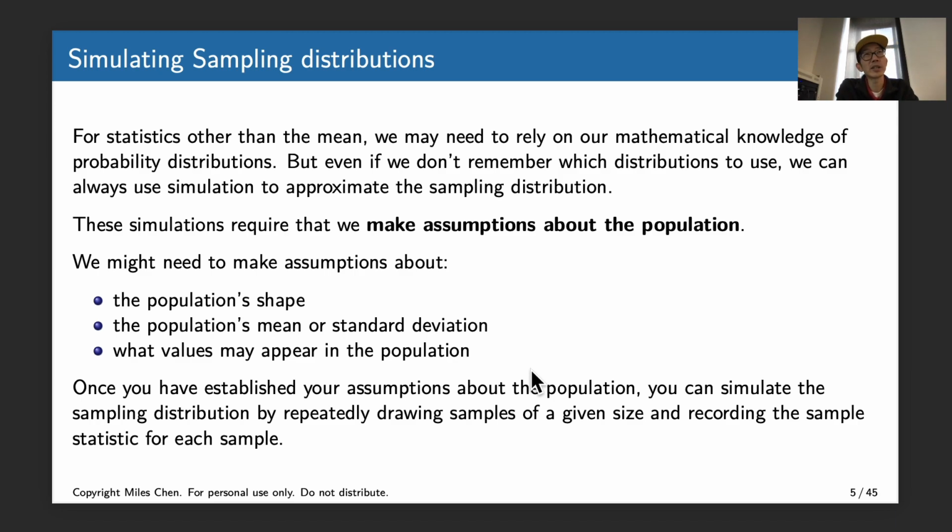Today we'll look at parametric bootstrap and non-parametric bootstrap, and you make different kinds of assumptions, okay? And so here we might make assumptions about the population's shape, the population's mean or standard deviation, or what kind of values appear in the population. But once you have a clear sense of what your assumptions are and what kind of assumptions you're comfortable making, then you can go about and simulate your sampling distribution.